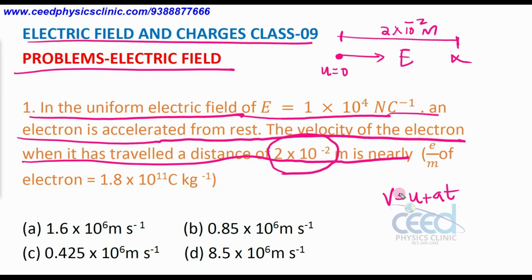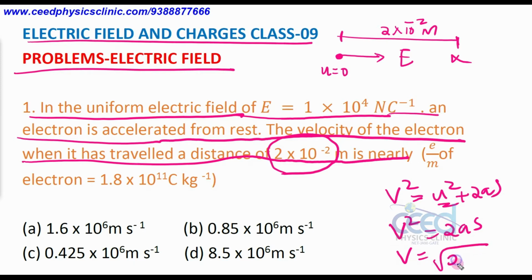So what is the relation connecting this final velocity and distance? So we may use v square is equal to u square plus 2as. Alright, u square plus 2as, and this initial velocity is 0. So v square is equal to 2as. So v is equal to root 2as.